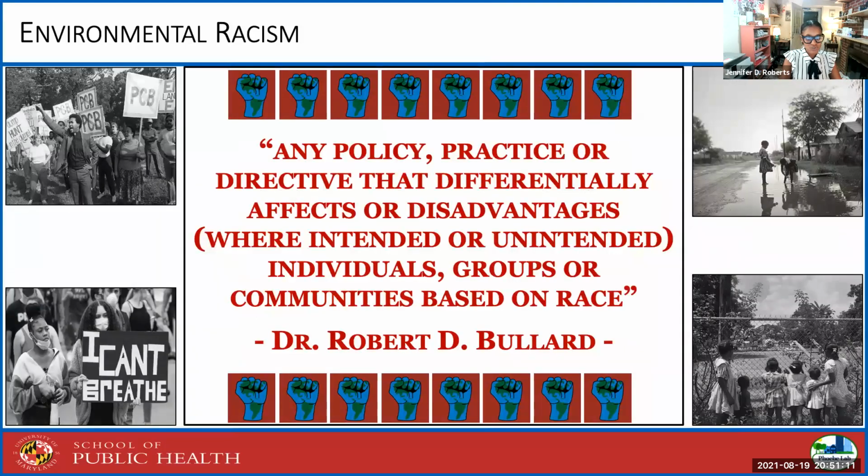And so we have also Dr. Robert Bullard, the father of environmental justice, who's defined environmental racism as any policy, practice, or directive that differentially affects or disadvantages, either intended or unintended, individuals, groups, or communities based on race. And I tend to agree with this definition as it encompasses so much more than the issues of toxicants or toxins in our water or air or other media. And I probably would add one more piece to this definition and say communities based on race, particularly at the intersection of race and poverty.